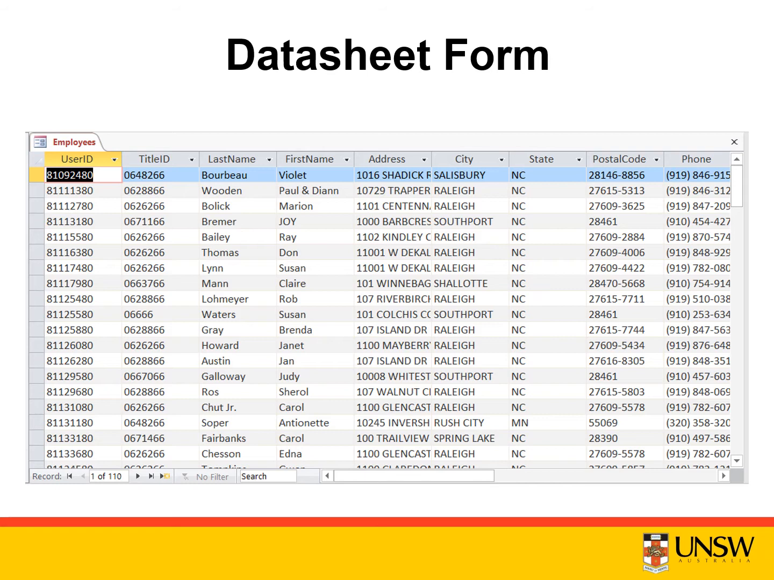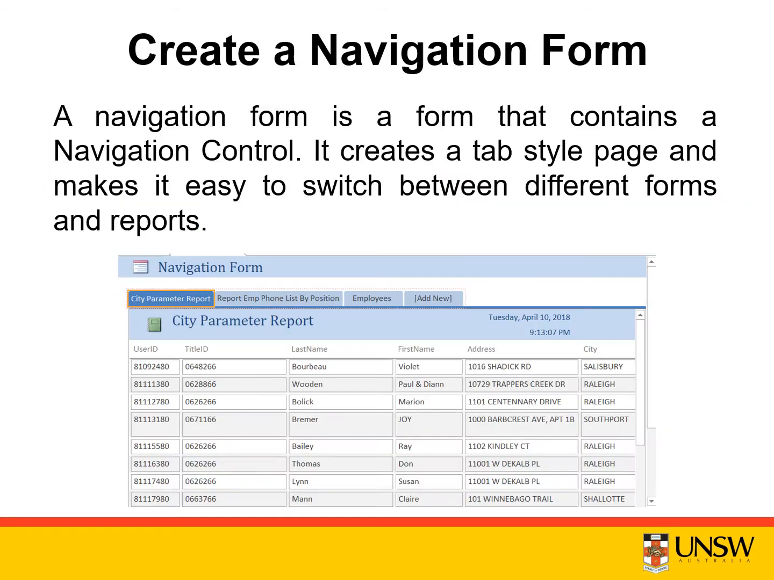But as I said, you still have some of the form features such as changing the colors of the cells or adding conditional formatting. The last type of form is called navigation form, which is like a container. This type of form creates a tab style page that is used to categorize different forms or reports in the tabs.